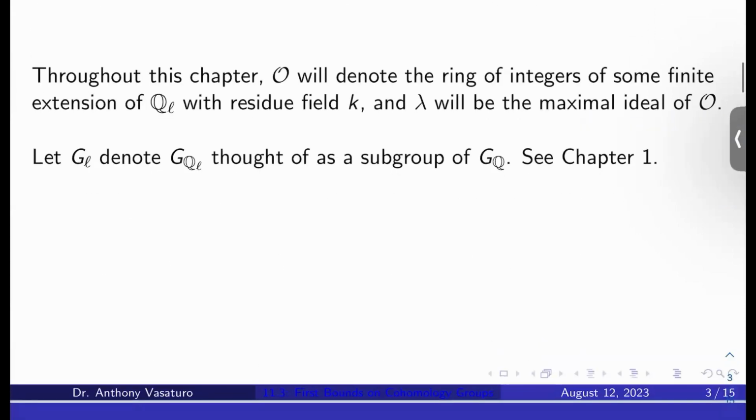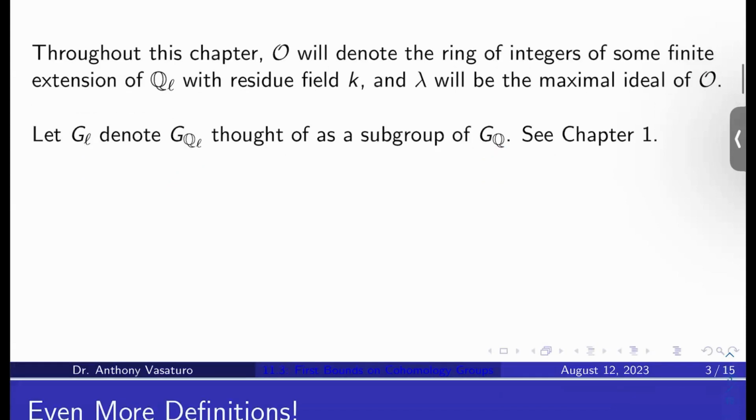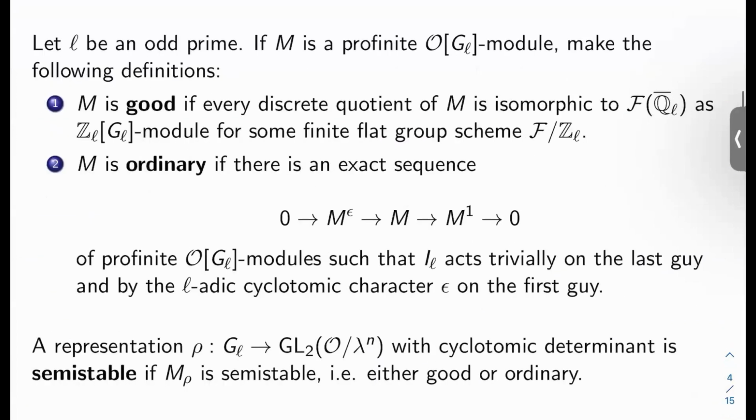More definitions. Throughout this chapter, O is going to denote the ring of integers of some finite extension of Q_l, where l is some typically odd prime with a residue field k, and lambda will be the maximal ideal of O. We'll let G_l denote G_{Q_l}, thought of as a subgroup of G_Q, so it's a decomposition group at l. We talked about all that back in chapter 1. Okay, more definitions. So let's let l be an odd prime.